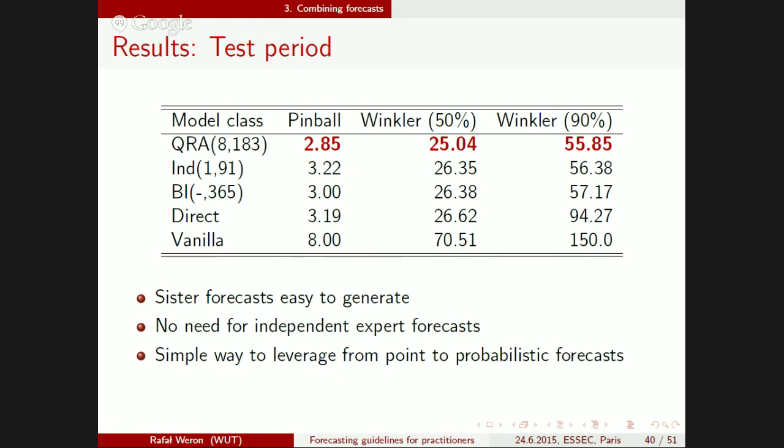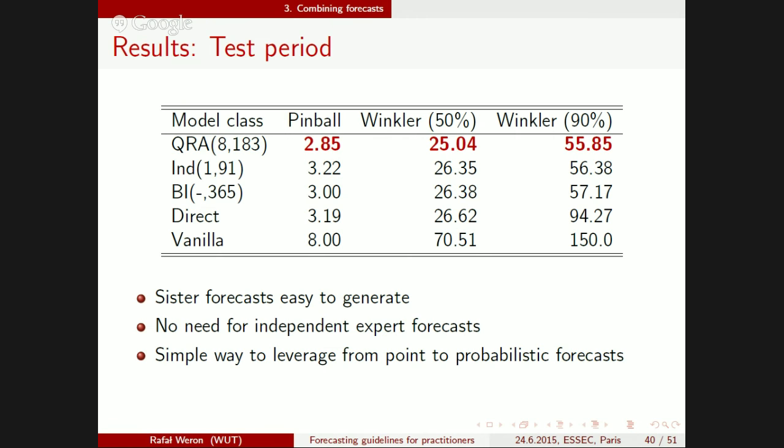Okay, and the comparison table. Now, quantile regression averaging in terms of all 3 measures: the pinball function over all 99 percentiles of our distribution, the Winkler score for the 50% interval, and the Winkler score for the 90% interval. This technique is always the best.